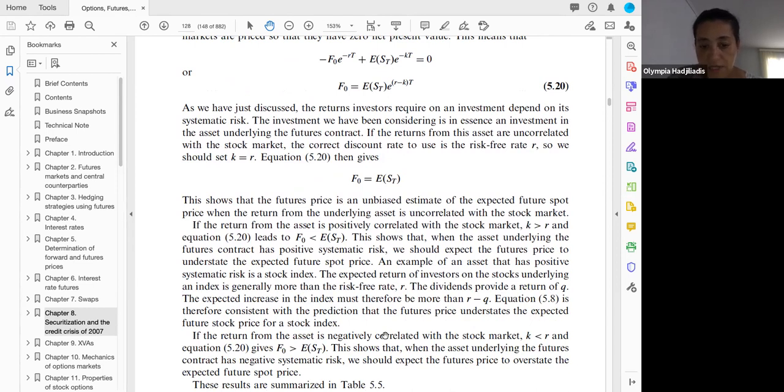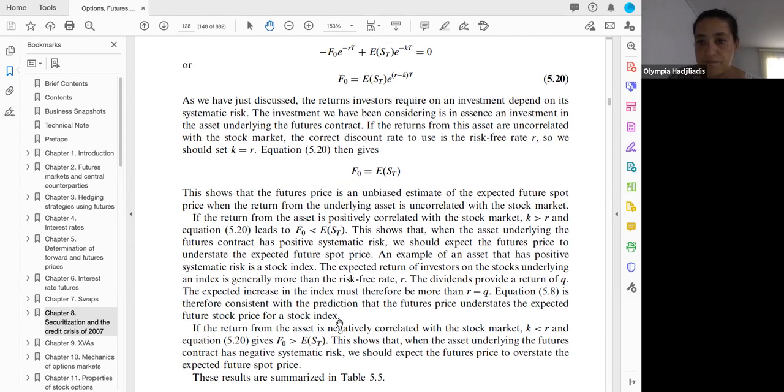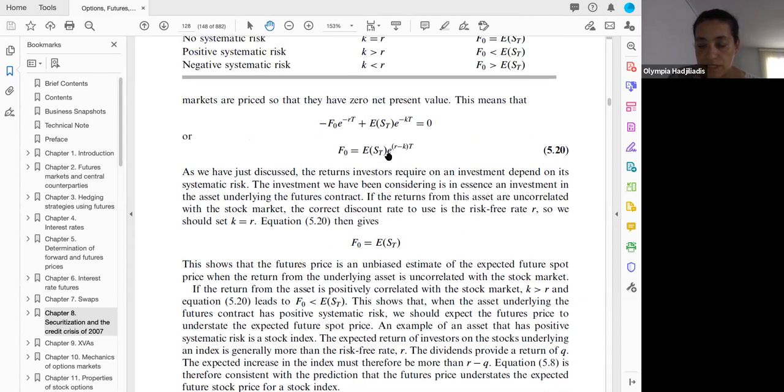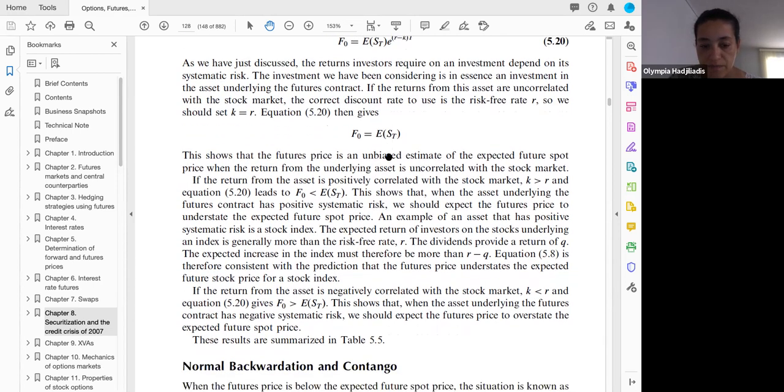If the return from the asset is negatively correlated with the stock market, K is less than R, and equation 5.20, this equation over here, gives that F0 is greater than the expected value of ST. This shows that when the asset underlying the futures contract has negative systematic risk, we should expect the futures price to overstate the expected future spot price.